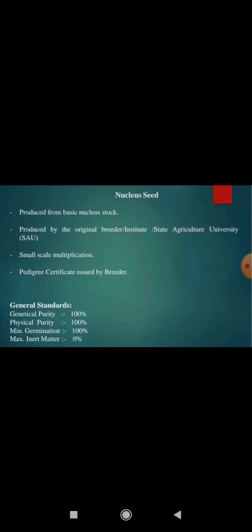We can also say it initial seeds. When the plant breeder produces a new variety by multiplication, the product they get is known as the nucleus seed. Its production can only be done by the plant breeder who produced the variety, and nobody else can produce the nucleus seed, or it is the basic nucleus stock. So, there are two types of purities. First is genetic purity, and the next is physical purity.